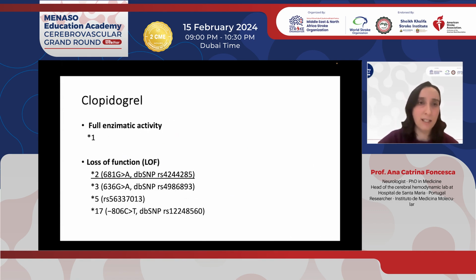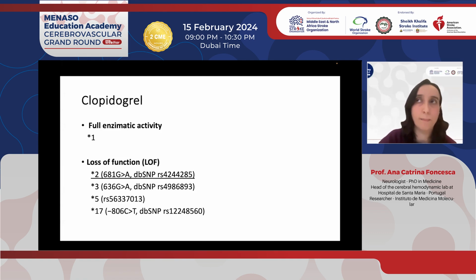The fact is that there is a large genetic variability in the alleles that patients have. So if you have the wild-type allele, you have full enzymatic activity. But if you have alleles with loss of function, like *2, *3, *5, or *17, actually, that means that clopidogrel will not be so fully metabolized. So we'll have less amount of active substance.